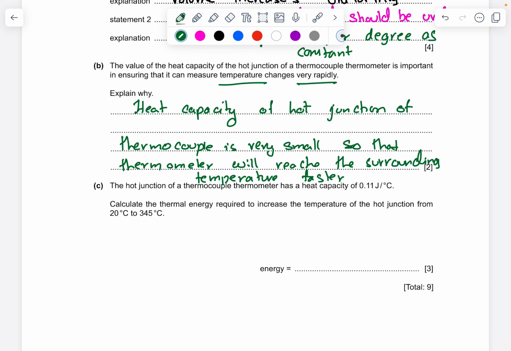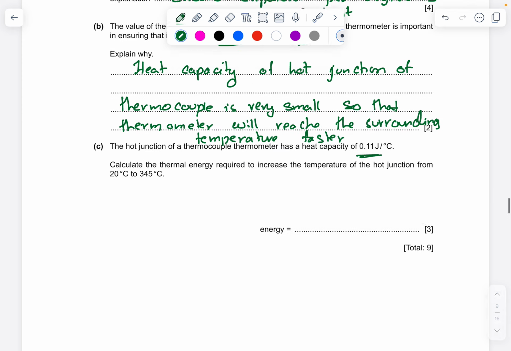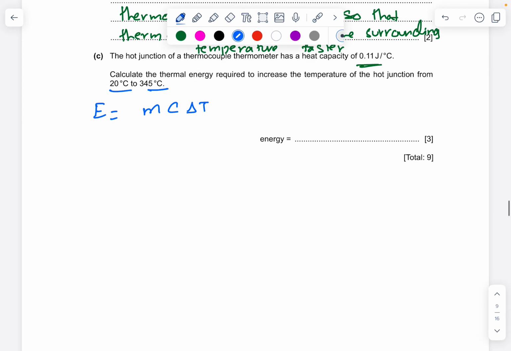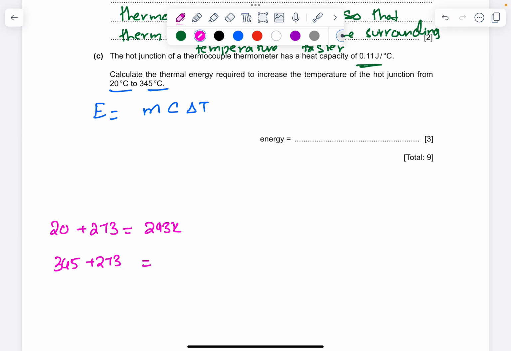Then the hot junction of a thermocouple thermometer has a heat capacity of 0.11 joules per degree centigrade. Calculate the thermal energy. So the formula is E equals mc delta T. The temperatures are given in degrees Celsius, so we need to convert into Kelvin. 20 plus 273, 293 Kelvin. 345 plus 273, which is 618 Kelvin.